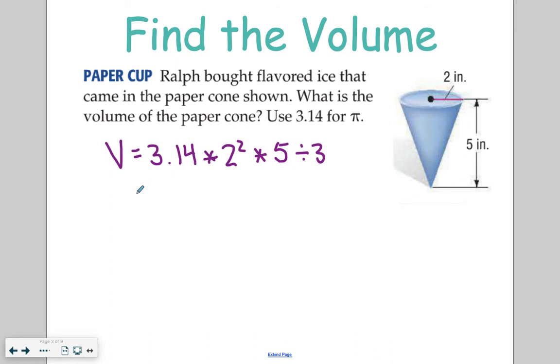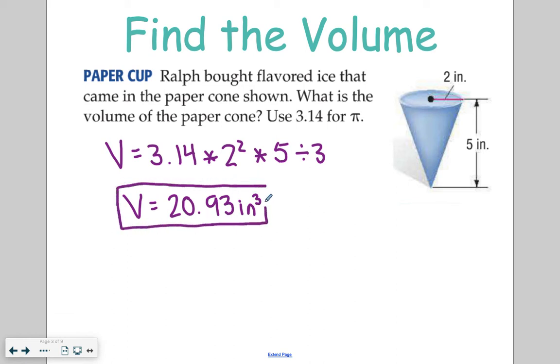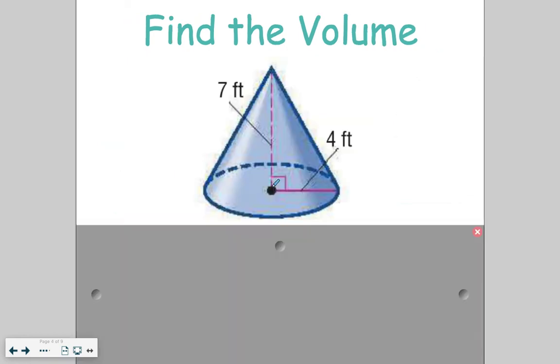And then when you plug that into the calculator, you're going to get 20.93, and that 3 is repeated, but we're always going to round to just 2 decimal places, so to that hundredth place. And then our label again for volume is going to be that unit cubed. So my volume for this one is 20.93 inches cubed. Go ahead and try this one on your own.